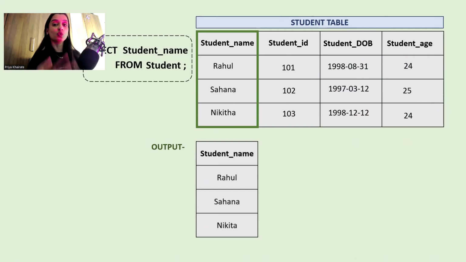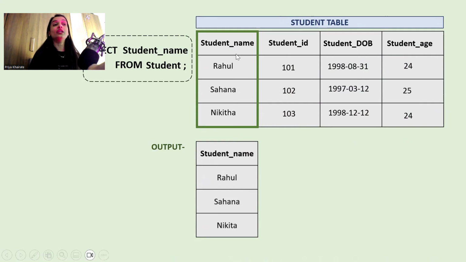Records means rows. Are we selecting all rows into the output? If you are thinking, no, ma'am, all rows are not present. No, see, guys, all rows are present in the output. Here in our original table, how many rows do we have? Rahul, 1 row. Sahana, 2nd row. Nikita, 3rd row. How many rows do we have in the output table? Rahul, Sahana, Nikita, 3 rows. So all the records we have as it is in the output table.